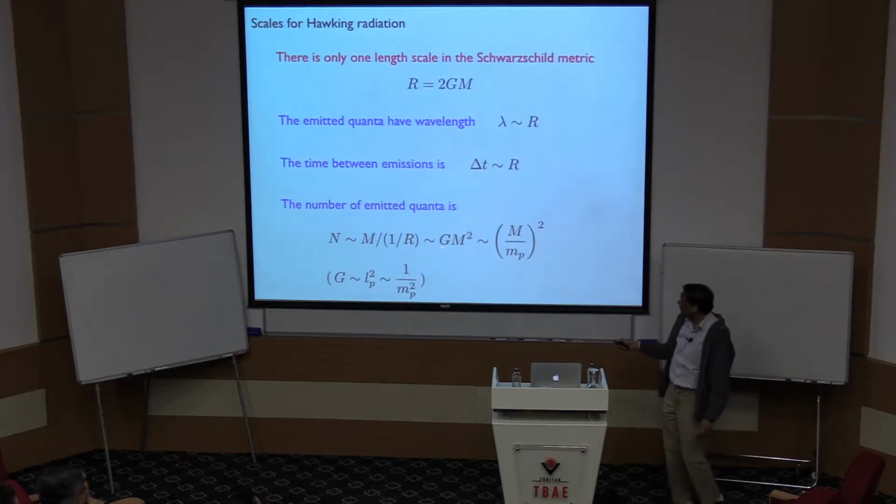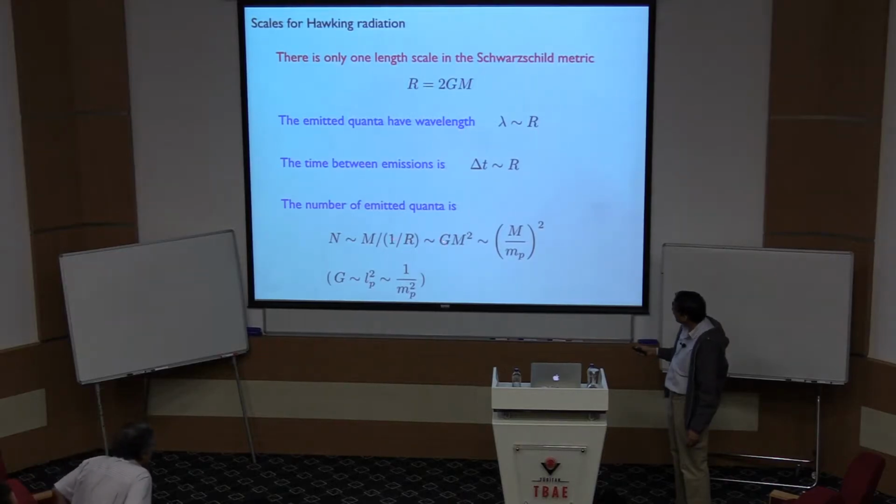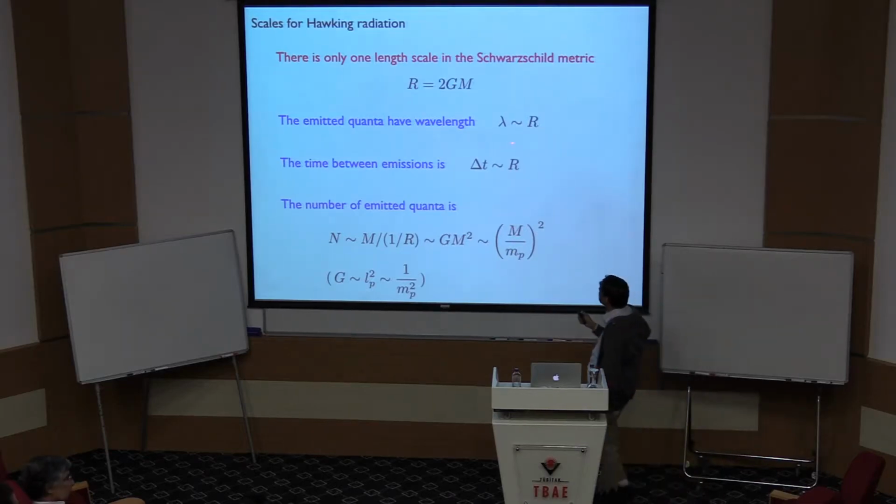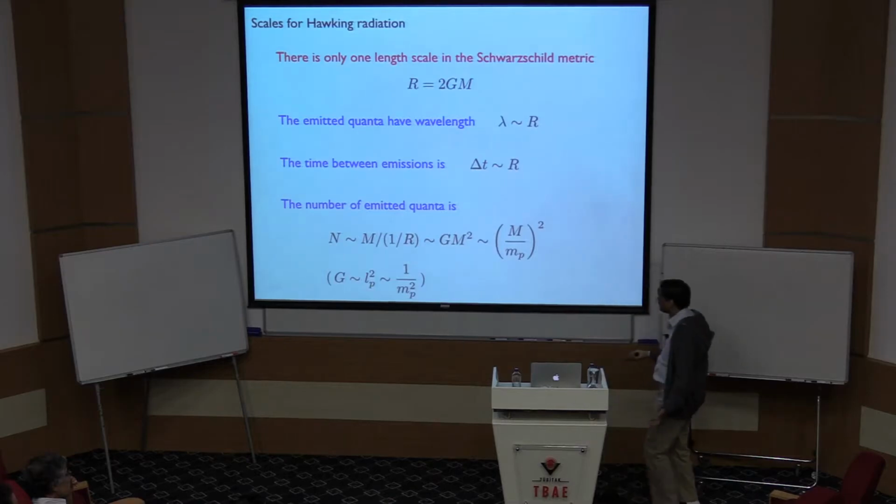Okay. So how many quanta do you emit? From this you can find everything. The total mass you have to emit is capital M. Again, it's mc square, but c is 1. And the energy of each quantum, if the wavelength is r, the energy is 1 over r. So the number of particles you're going to actually emit, okay, I just put the G, r is 2GM. I just put all that in here. You get GM squared. And if you put in terms of Planck masses, it's M over M Planck whole square. So you can compute how many particles you will emit, because each particle has energy 1 over r, because the wavelength is r, total mass you have to get out is M. So easy way to compute how many particles.